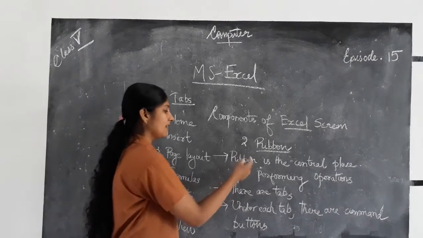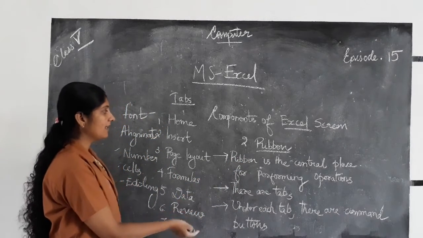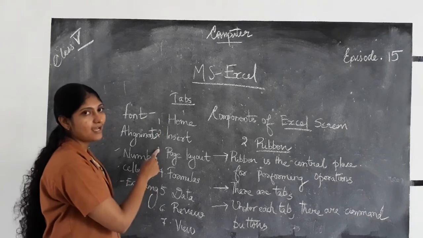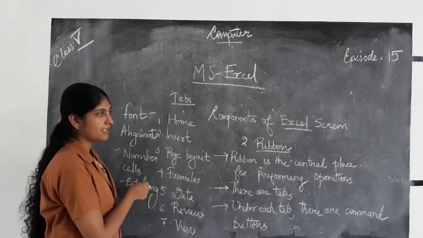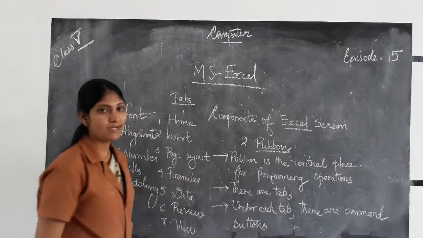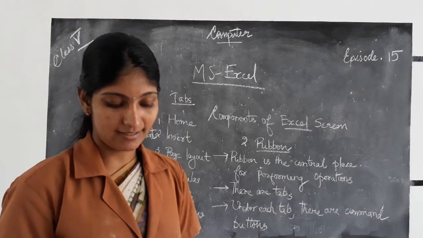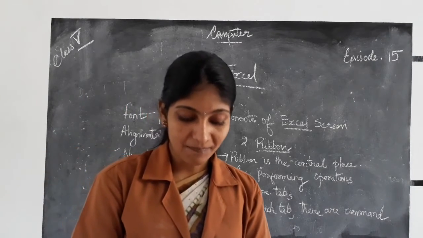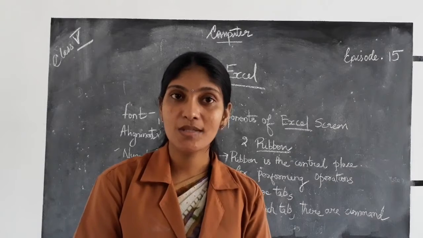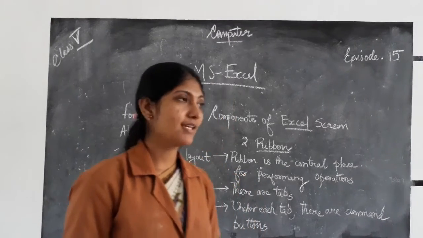So ribbon. What is ribbon? What are the things present in ribbon? How many tabs? Which are the list of the tabs? These are all the information about ribbon. So let's move to next component, that is command buttons. When you click a tab, the command buttons related to that tab appear. You click on that command button to carry out instruction.